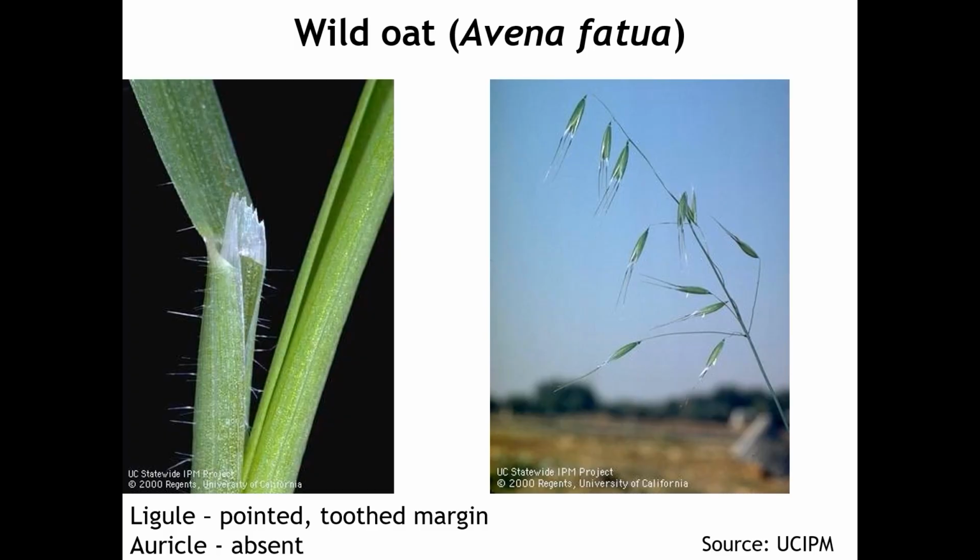Then wild oats, which is more of a winter grass, and it has a very prominent ligule. As you can see, it's like a saw tooth there, and the auricle is absent. When it gets to the seeding flowering stage, it is very similar to your crop oats, and it is the wild oats.